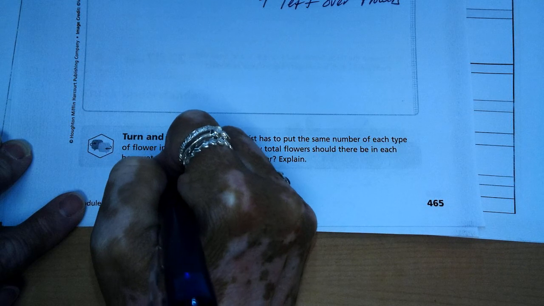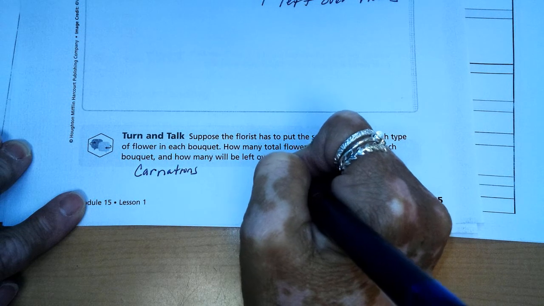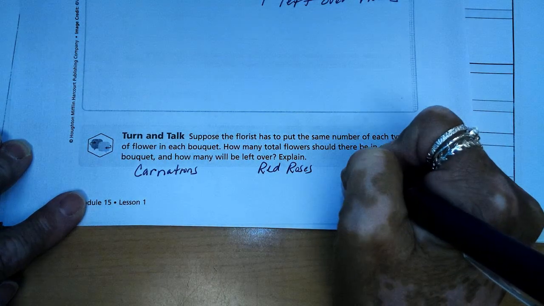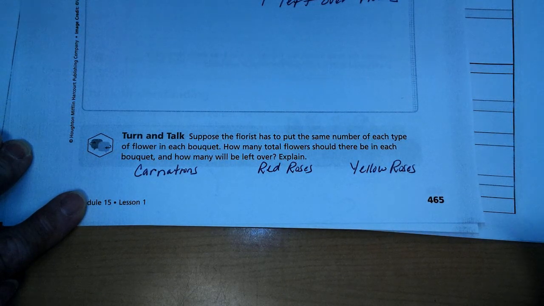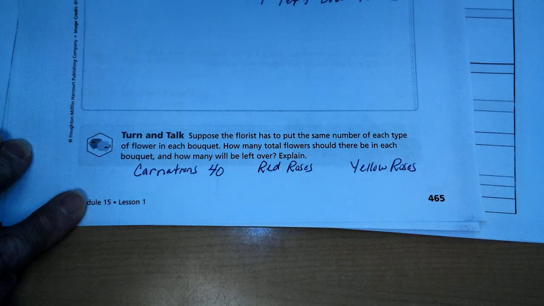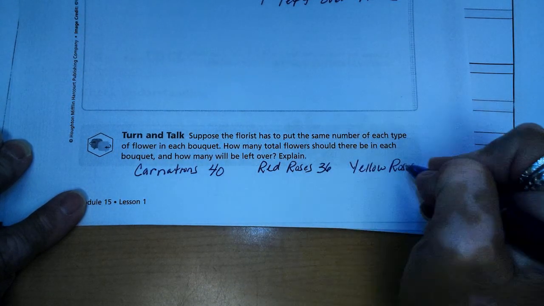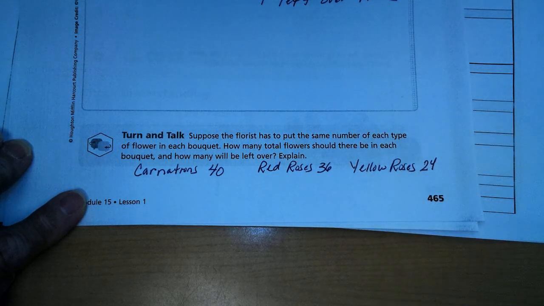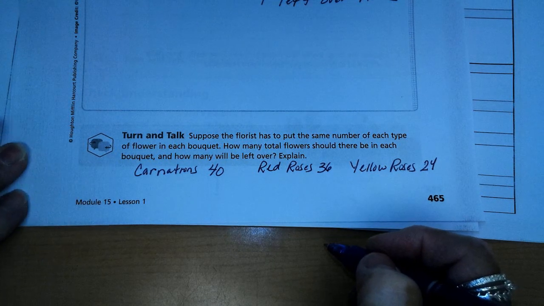You would need to... some carnations, red roses. So there's 12 of red roses, and we have 40 carnations. So how many of those do we need to put into each bouquet? How do we figure that out? Well, we have to add each of those. We have lilies.